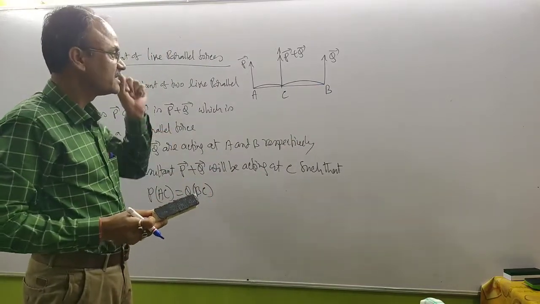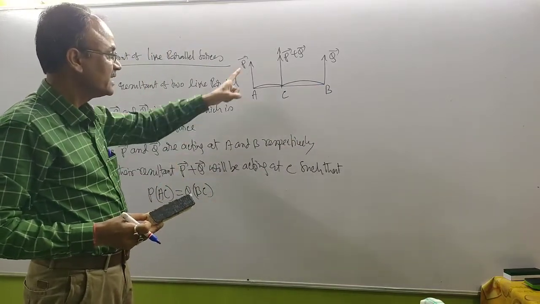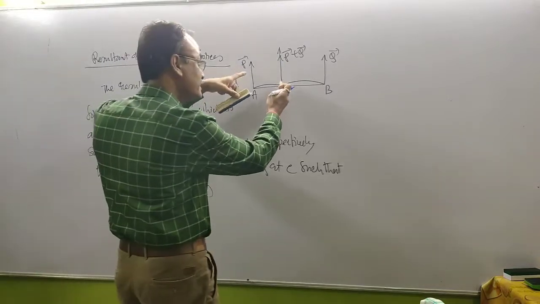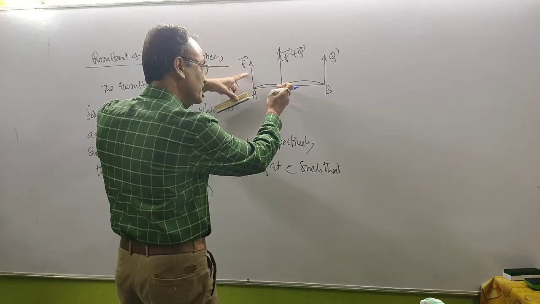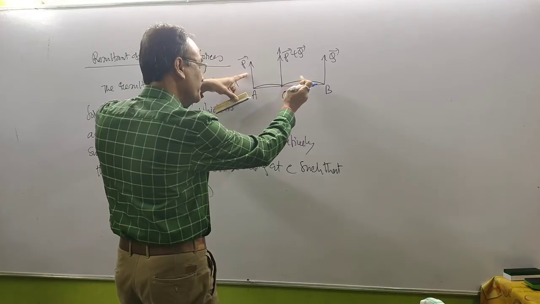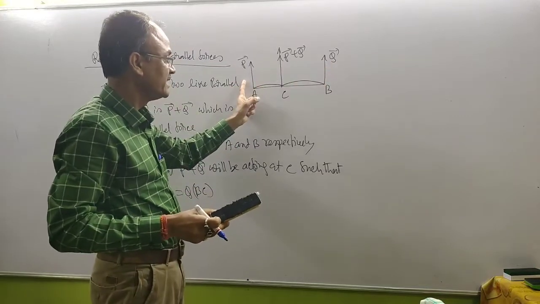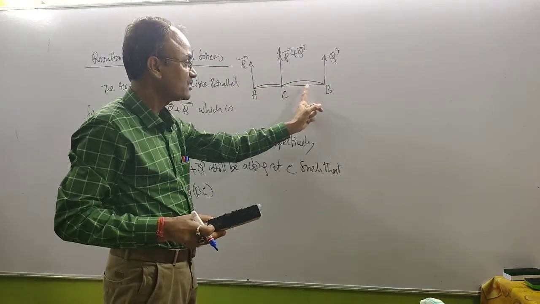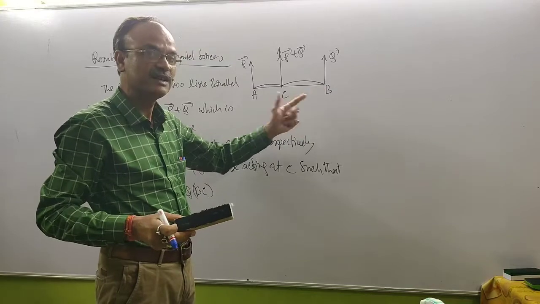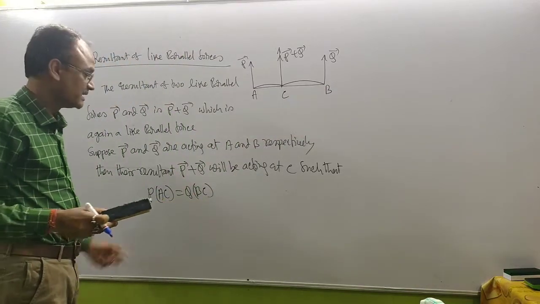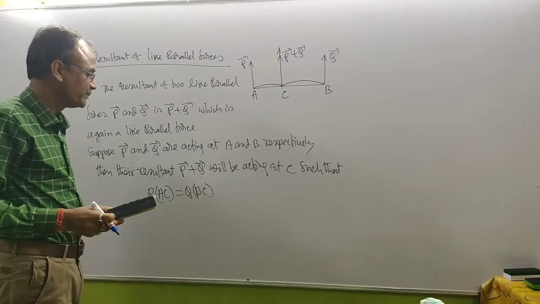From this, it is clear that if P is greater than Q, then the line of action C will be nearer to the force P. And if Q is greater than P, then C will be nearer to B. It is obvious because P into AC equal to Q into BC; the product should be the same.